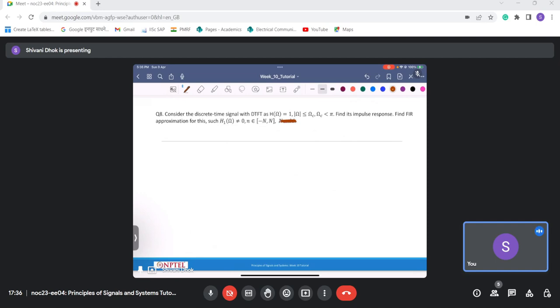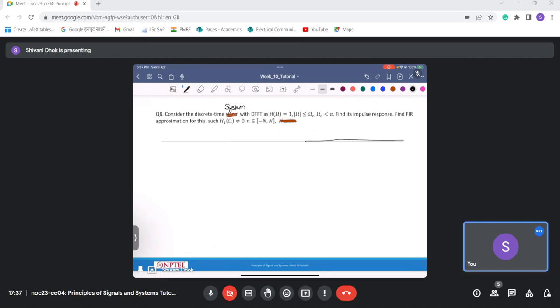So the next question says that we need to consider a discrete time signal. So basically it should be system, not signal. Consider a discrete time system with DTFT H omega equal to 1 for magnitude of omega less than or equal to omega c, where omega c is less than pi, and it will repeat. We need to find its impulse response, and after that its finite impulse response approximation. First let us see whether it is an infinite impulse response system or not. For that let us find its time domain representation, that is hn. Let us see how this looks.